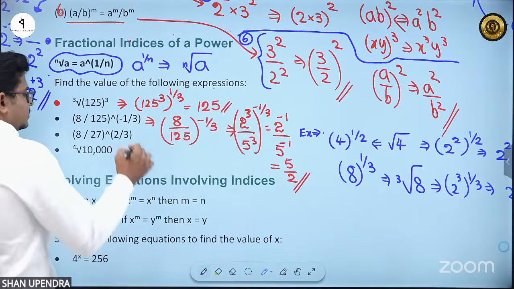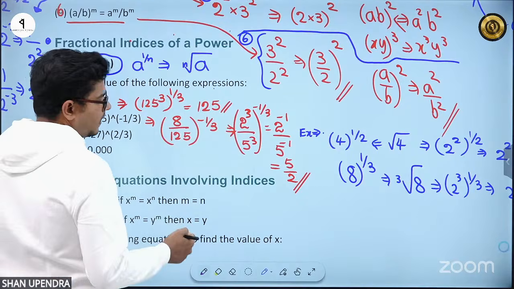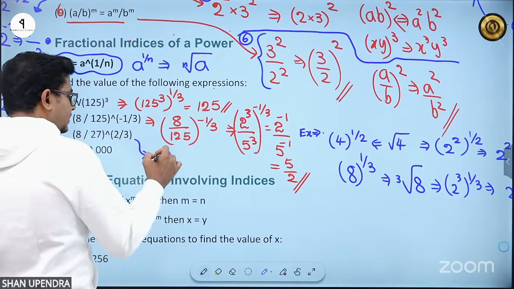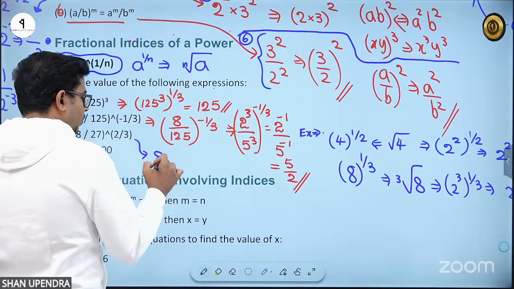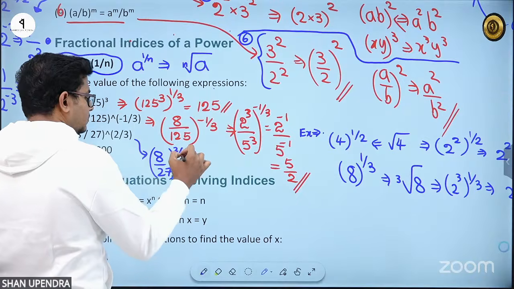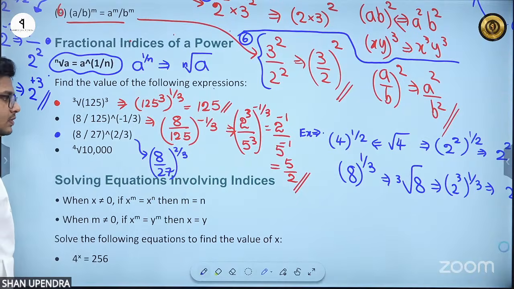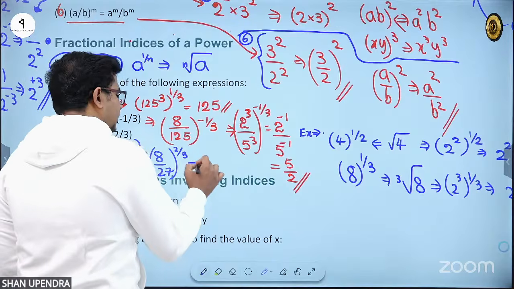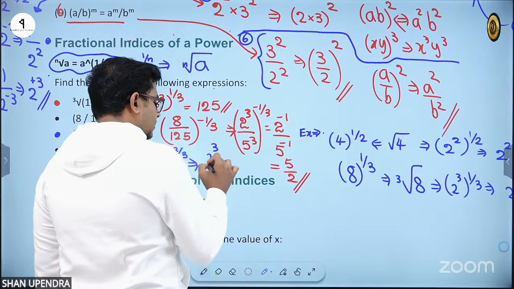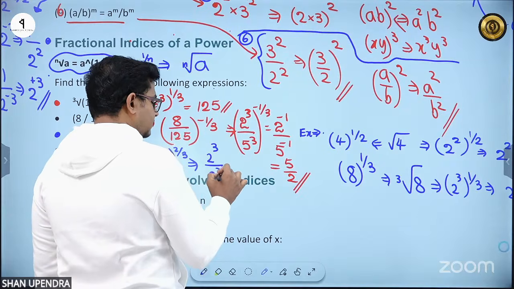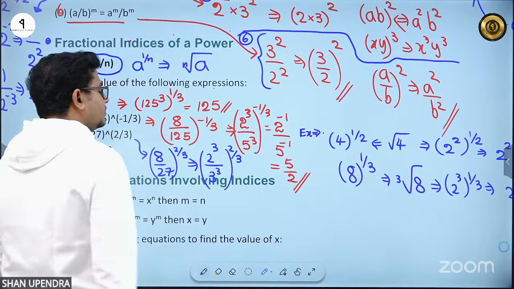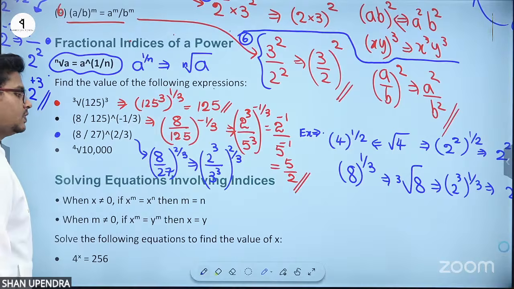Then this one. So here you can represent 8 over 27 to the power 2 over 3. Again you can represent 8 as 2 to the power 3, divided by 27, which is 3 to the power 3. And now they are asking to take the power 2 over 3. Then what can we do?